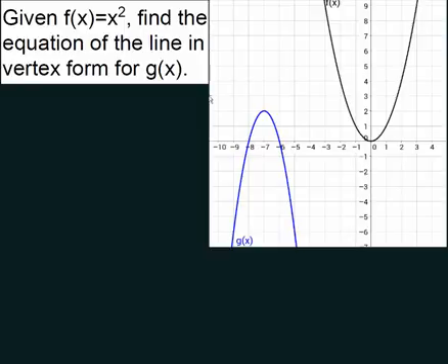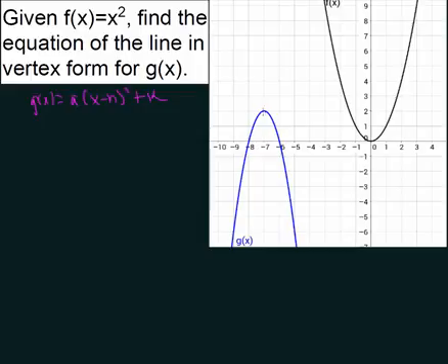All right, for this example, we're going to look at finding the vertex form for this graph for g of x. So we're going to start with g of x equals, and we're going to write it in vertex form, so a times x minus h, quantity squared, plus k. So let's go to our graph and let's find out what our values are.